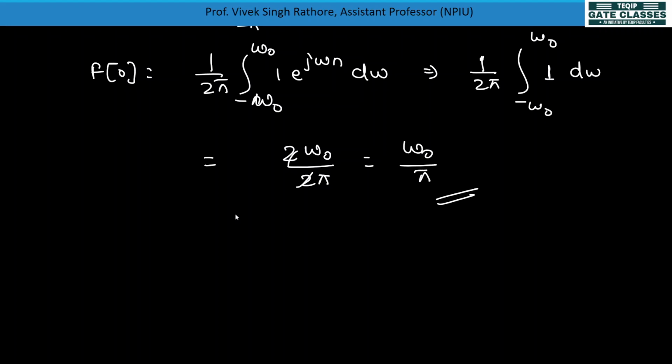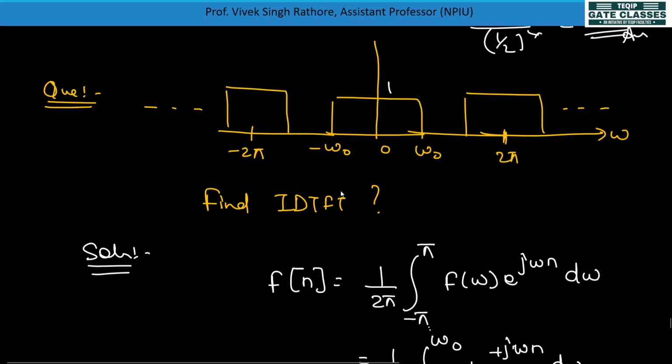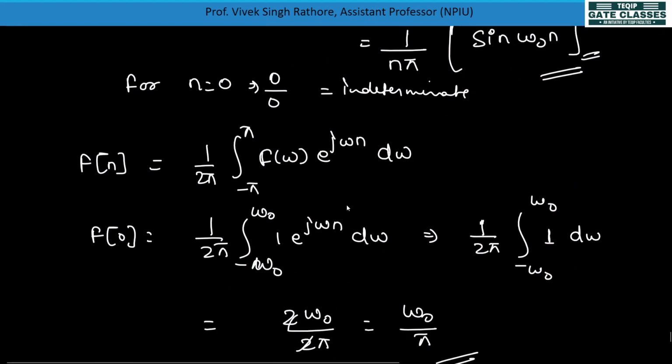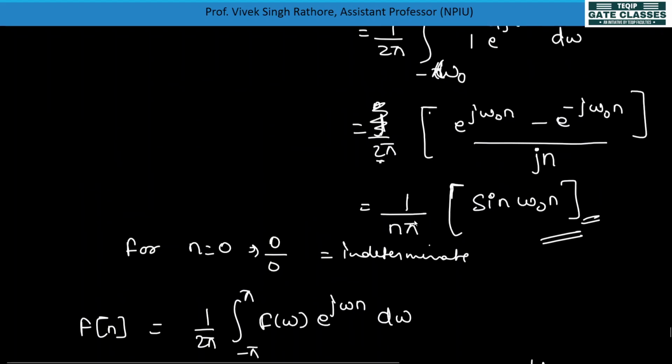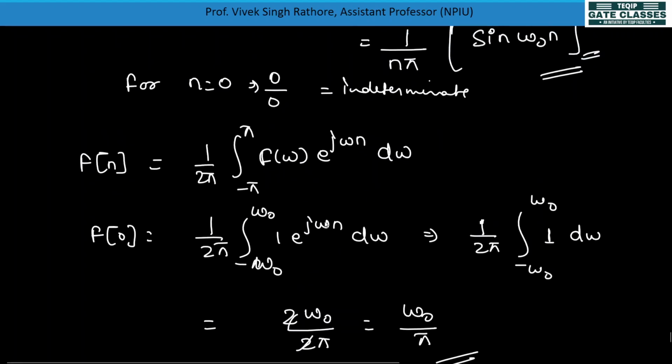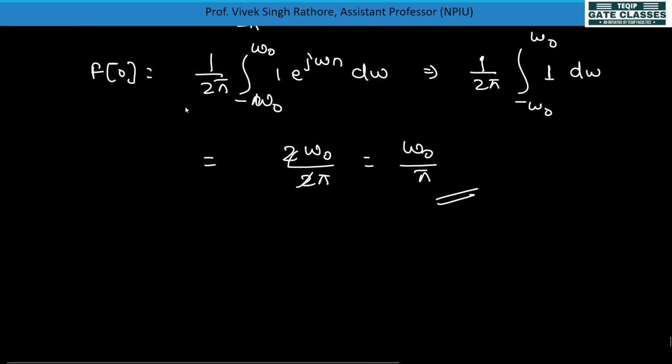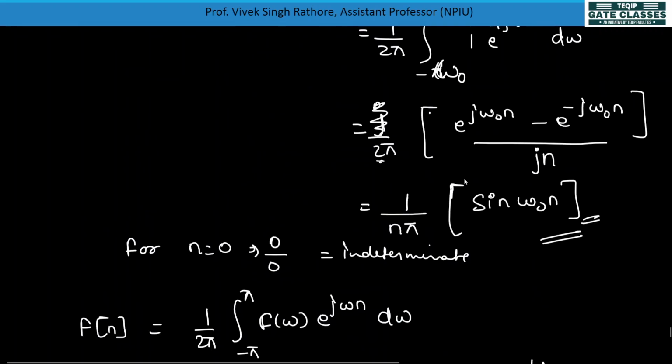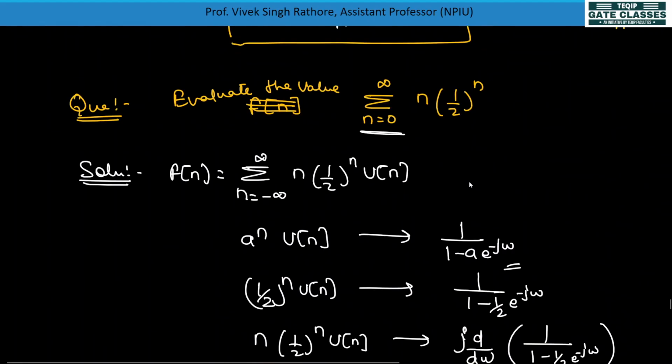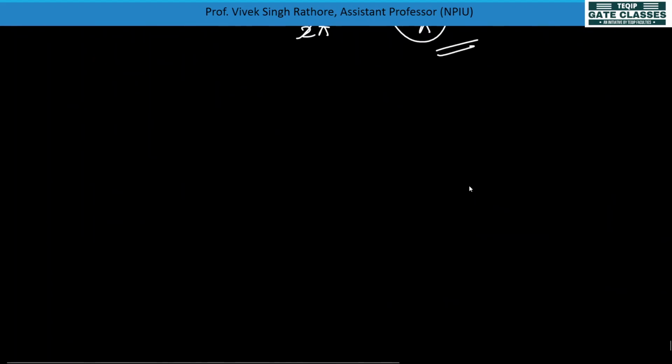So see, what I was telling you is that the IDTFT value can be calculated like this, very easy. This value is defined for all n except n equal to 0, because at n equal to 0 it is indeterminate. For n equal to 0 we can calculate f of 0 separately. So this is your f of n at n equal to 0, and that is for different values. I think you must have understood this property, the area property. Now we will go on to the next property.